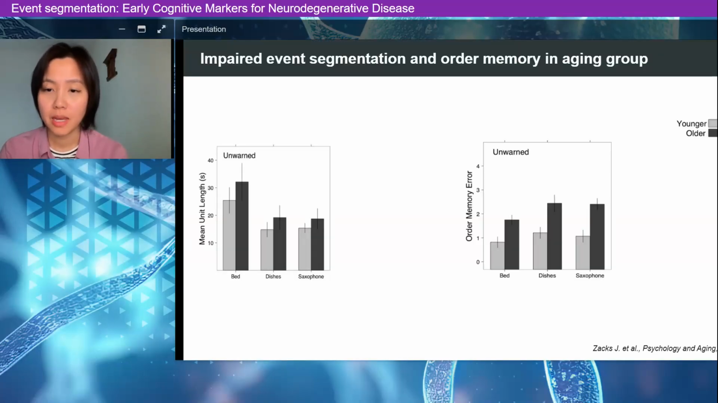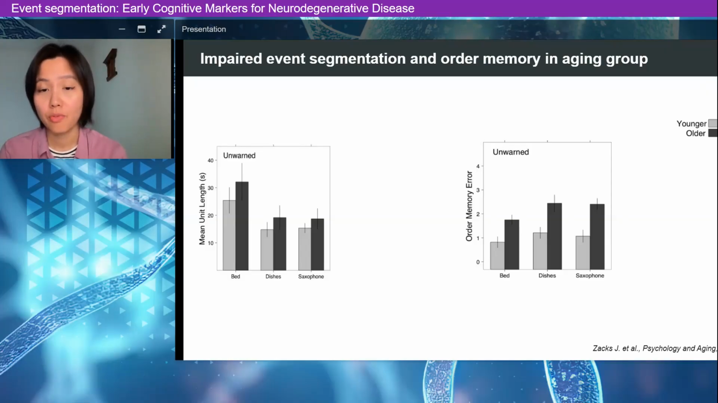After they segmented all the events, subjects were also asked to perform a memory task, in which they needed to recall the specific order of those segmented events from the clips they had watched. As shown on the right plots, older groups have difficulties recalling the order of the events presented in the clips, with larger order memory errors compared to the young groups.